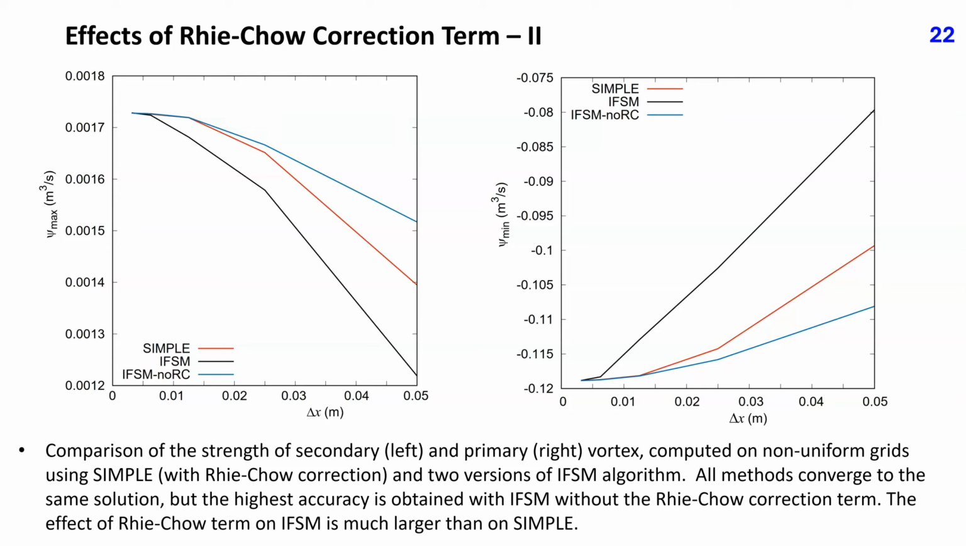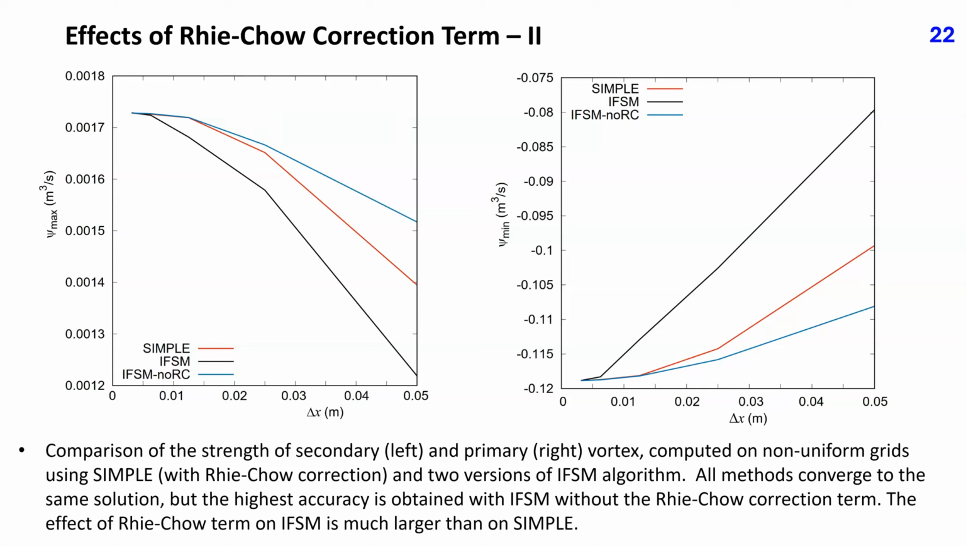These plots show the comparison of the strength of secondary and primary vortex computed on non-uniform grids using SIMPLE with Rhie-Chow correction and two versions of IFSM algorithm. All methods converge to the same solution, but the highest accuracy is obtained with IFSM without Rhie-Chow correction. The effect of the Rhie-Chow term on IFSM is much larger than on SIMPLE. The results for IFSM with Rhie-Chow correction were obtained using averaging of pressure gradients in this correction. Results are better when linear interpolation is used.